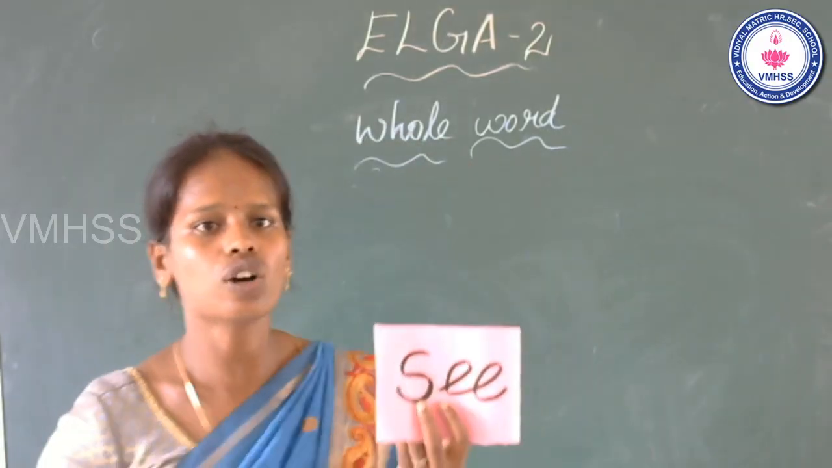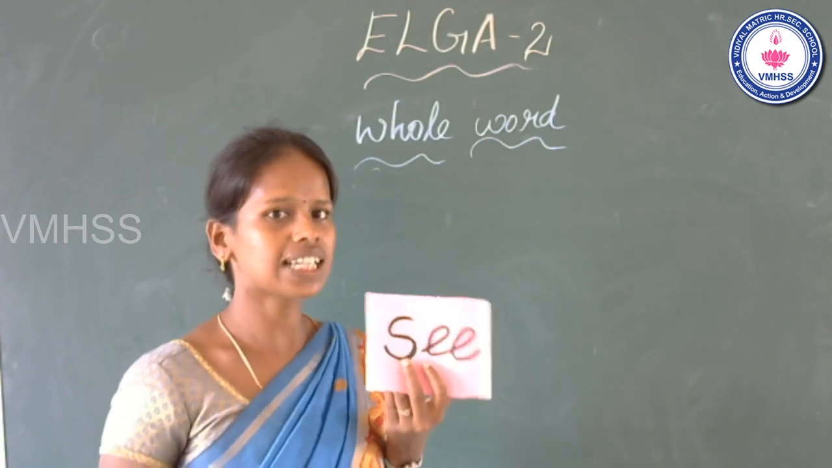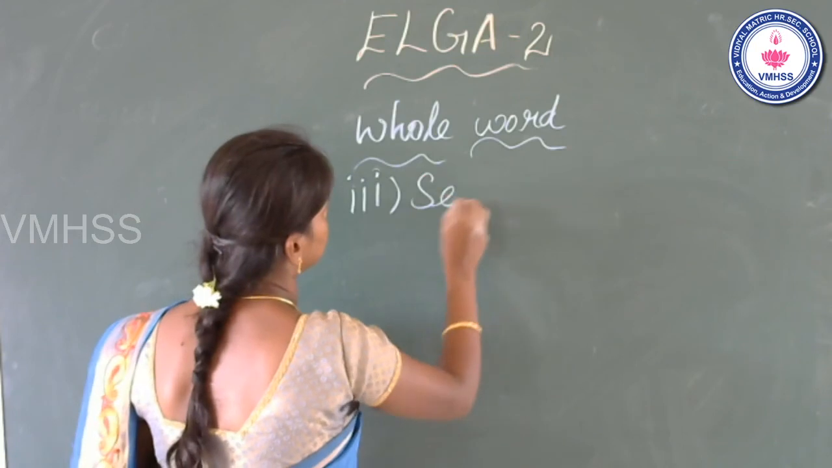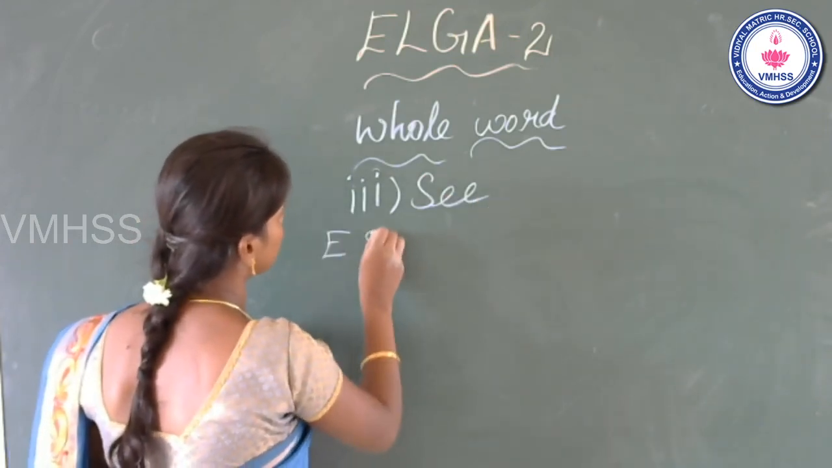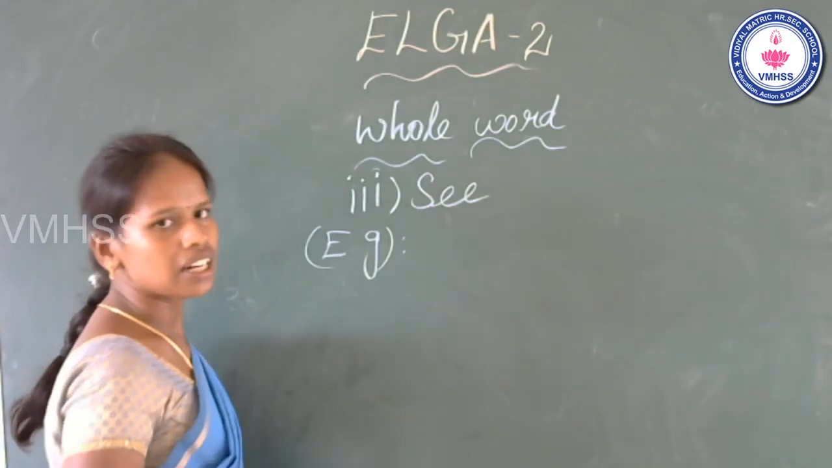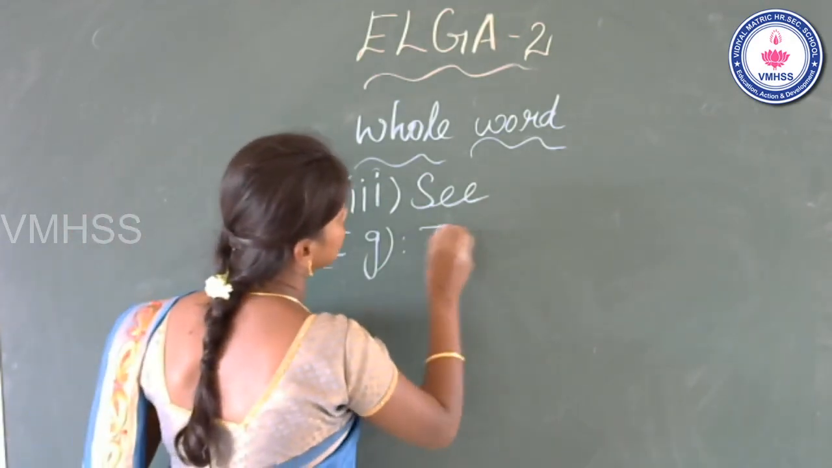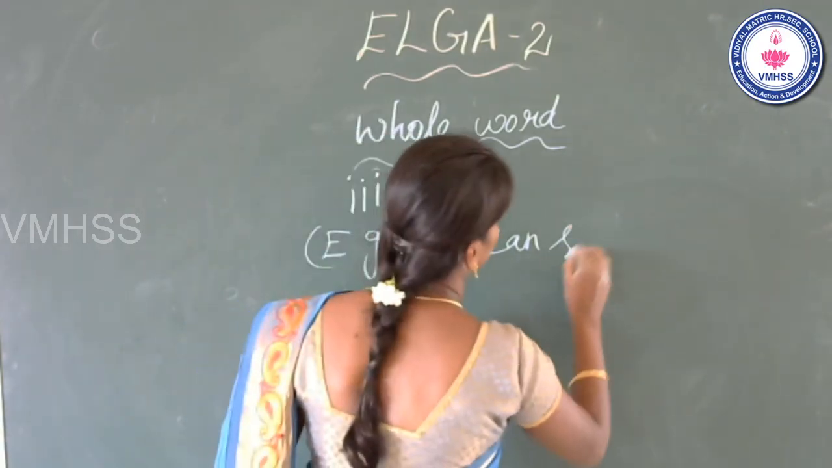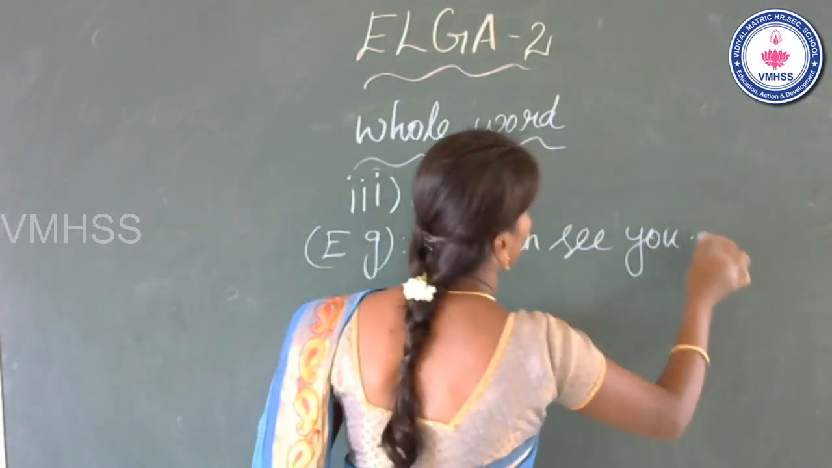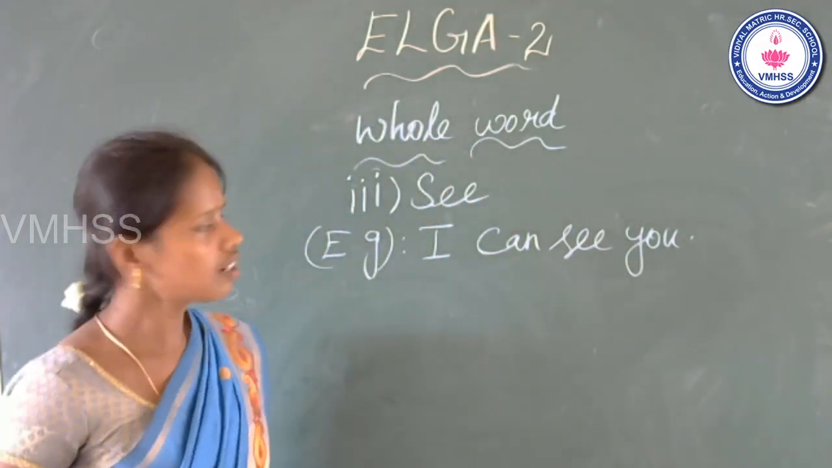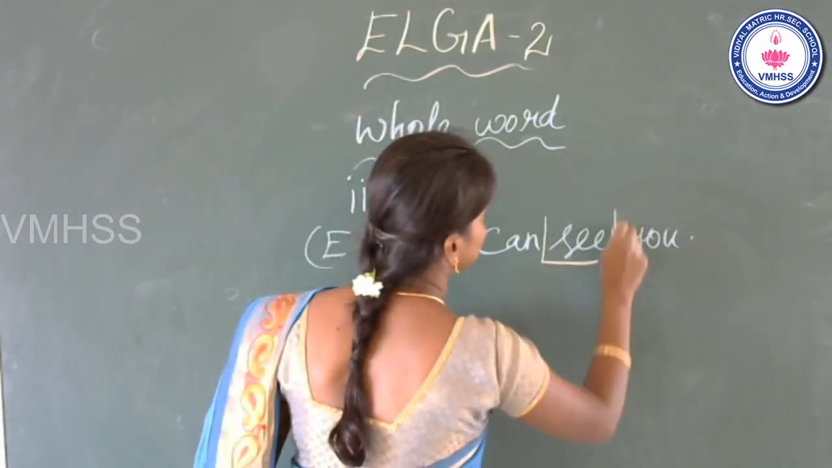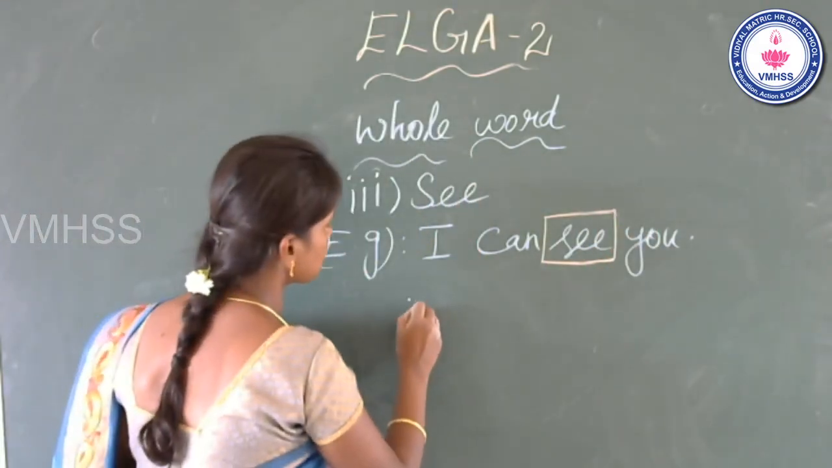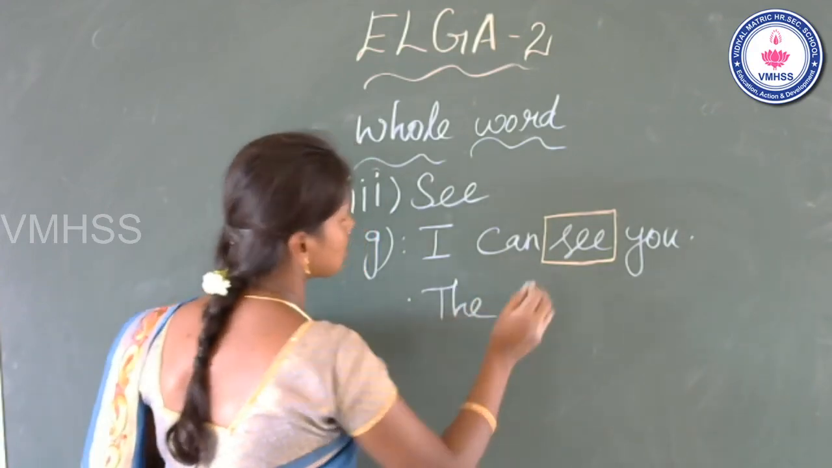Students, the next whole word is see, S-E-E. The third whole word is see. Next we will see the examples. Now I write the example. I can see you. Where is the whole word see? Yes, it comes after can. S-E-E.